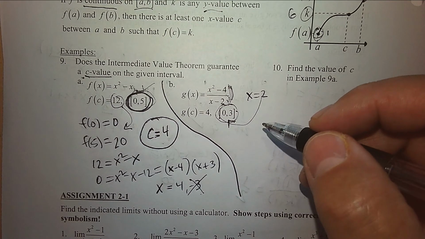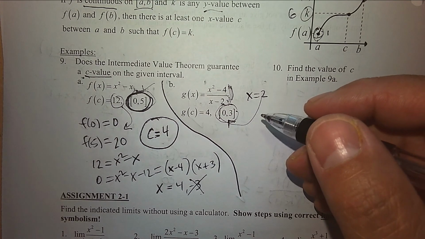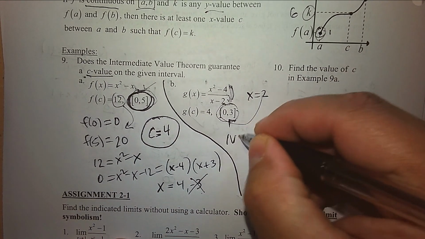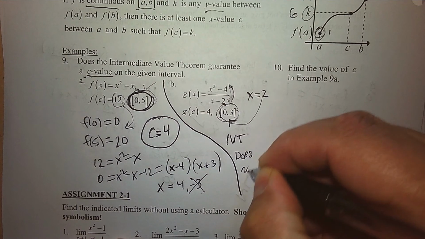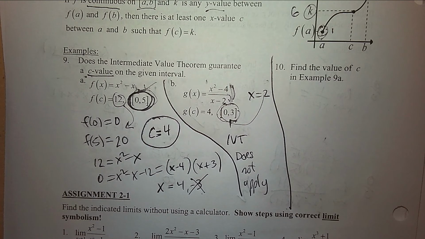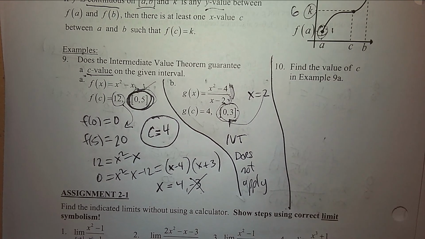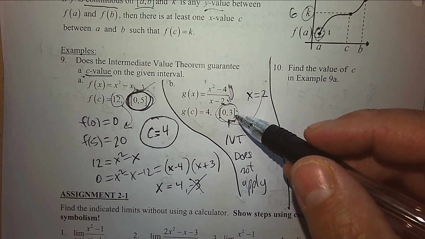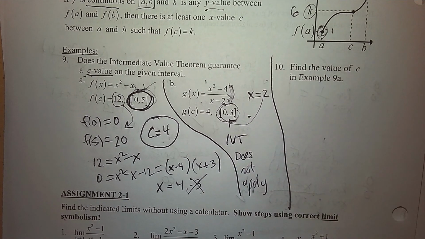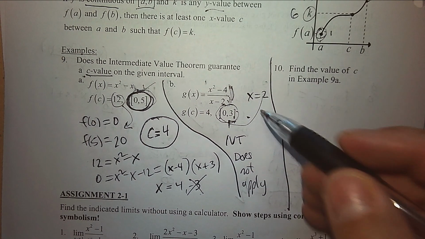So the intermediate value theorem does not apply. Why does it fail that theorem? Because it's not continuous in the interval. What would happen if the interval was from like 3 to 6 or something? Then it would apply, because from 3 to 6 it is continuous, right? It just has to be continuous in that interval. But it's not, because at 2, it's not continuous.